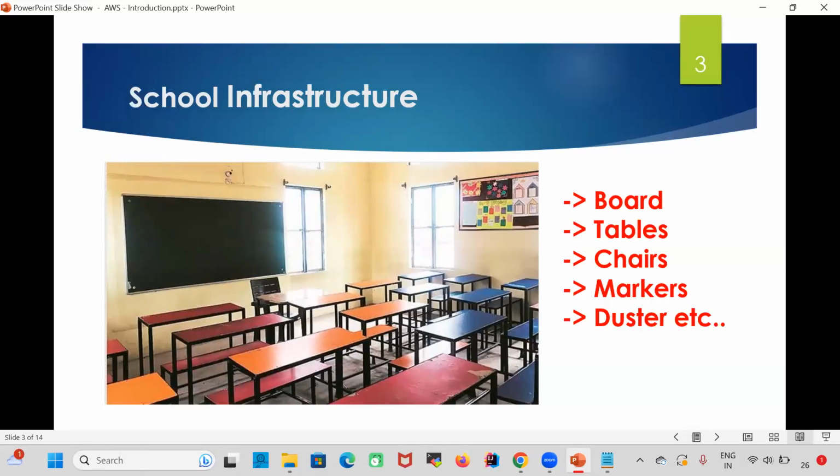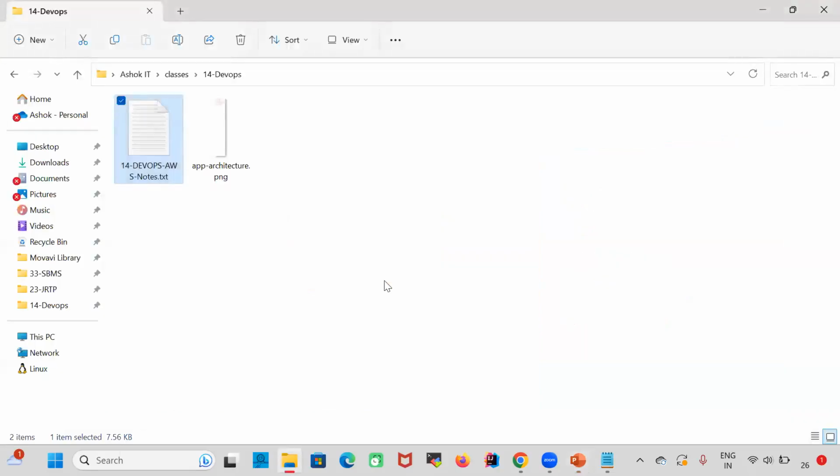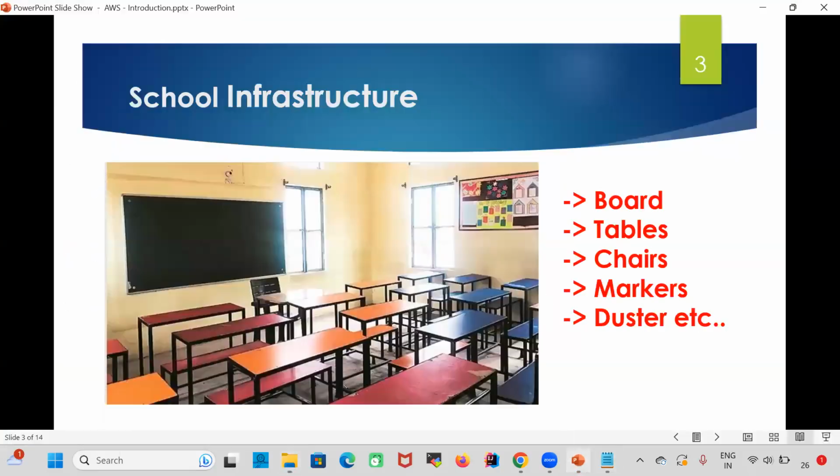If I want to run one school in my area, I need to take one building. I need to set up boards in the rooms. I need to set up tables, chairs, markers, dusters. So in order to set up the school, we need this infrastructure. Got my point? So tables, chairs, boards, markers, dusters, these are called infrastructure required to run the school.